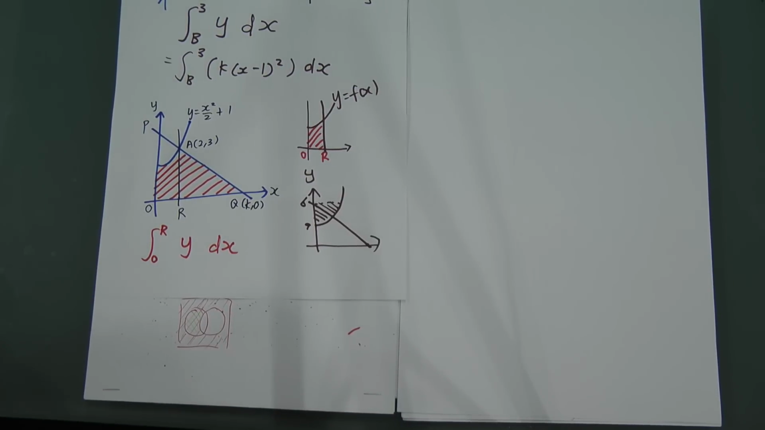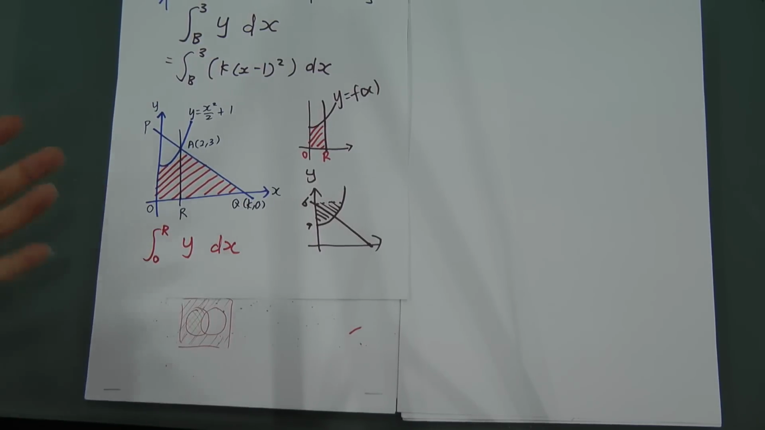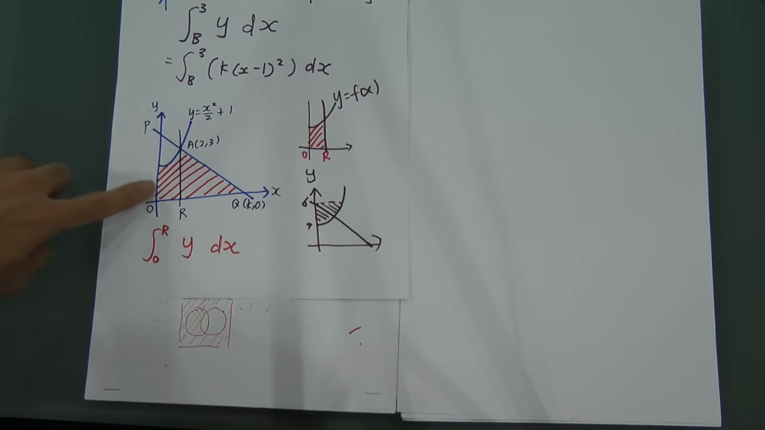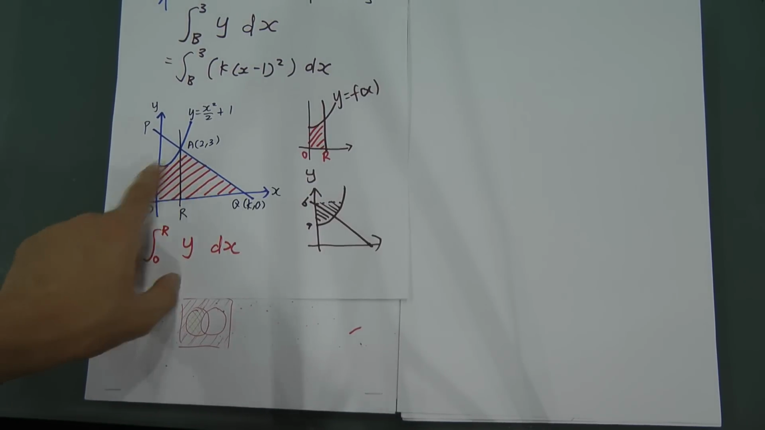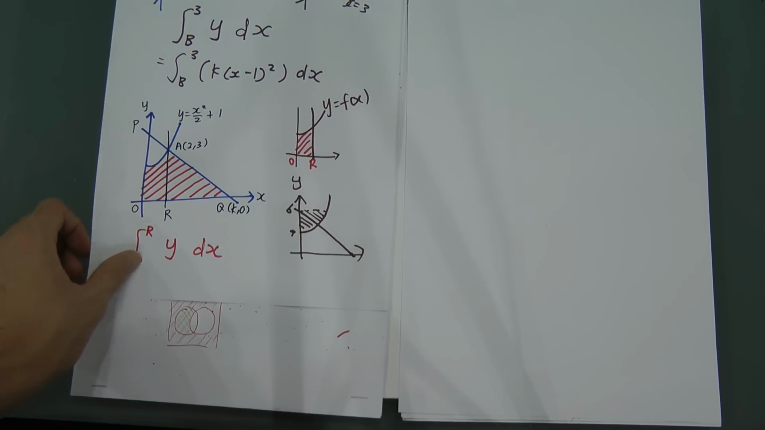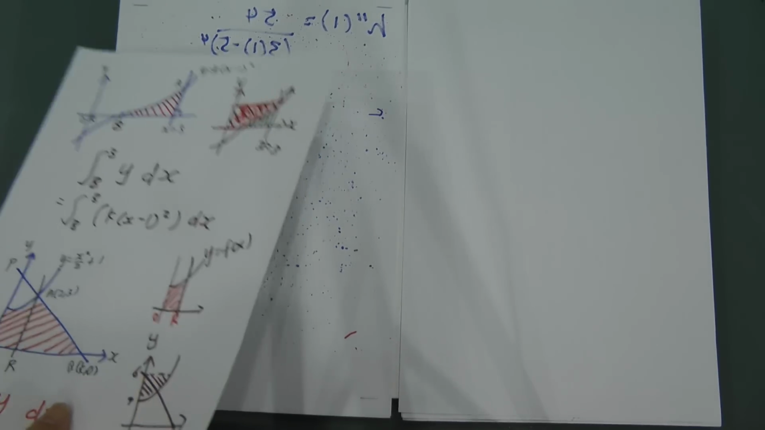Okay, after you get this area, you can add the area of the triangle. The formula for the area of a triangle is very easy: half multiplied by base multiplied by height. Then you add these two areas, and you should be able to get the shaded region. Okay, let's have a look at two more examples.